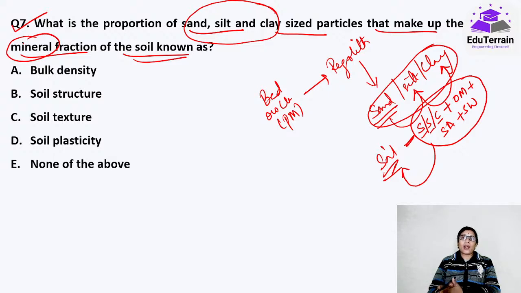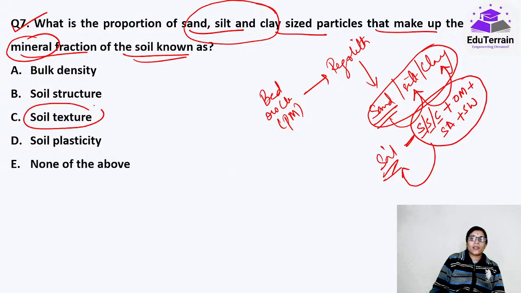Now because of this mineral fraction, we can say if excess of sand is there, sandy soils. If excess of clay is there, clay soils. If everything is balanced, loamy soils. Now that particular classification is called soil texture or textural soil classification.